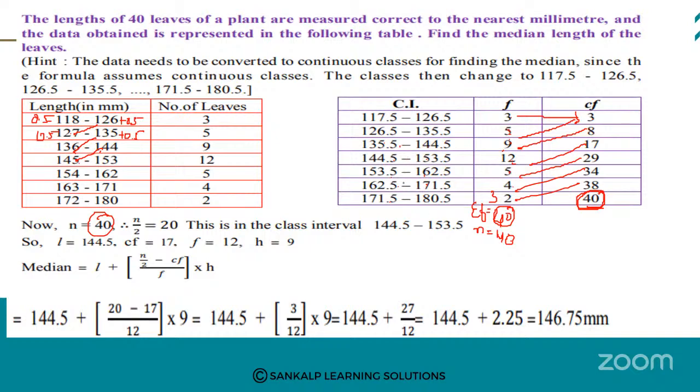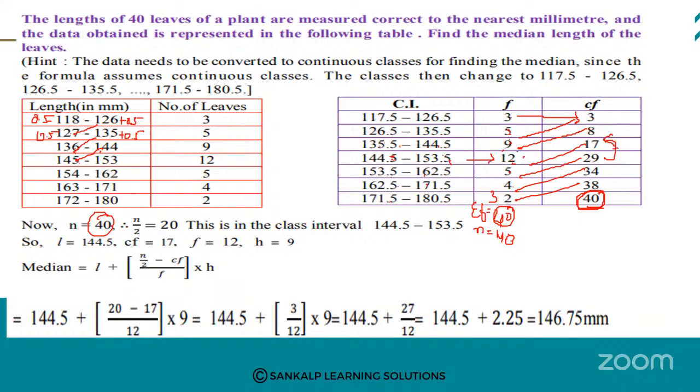The class interval is 144.5 to 153.5. So 20. This is 17, this is 29. That means this is up to 17, and this is from 17 to 29. That means 20 lies in this interval. Yes or no? The earlier interval is from 8 to 17, the last value is 17, and this one is from 17 to 29. That means 20 lies between 144.5 to 153.5.